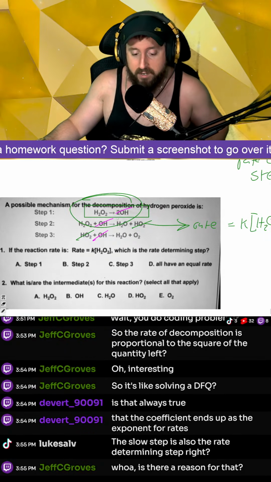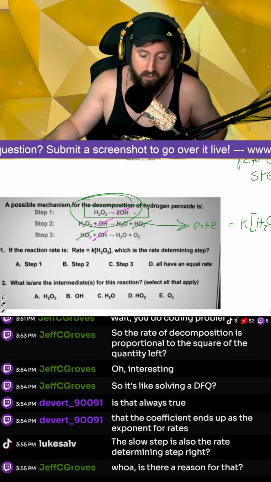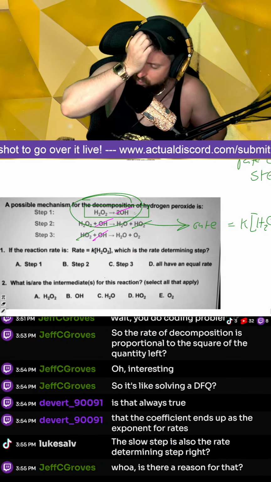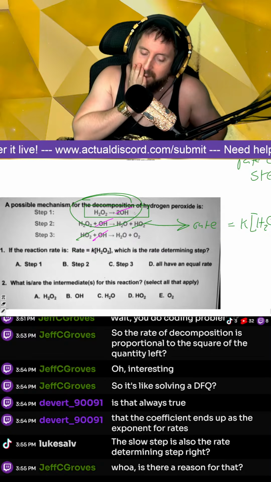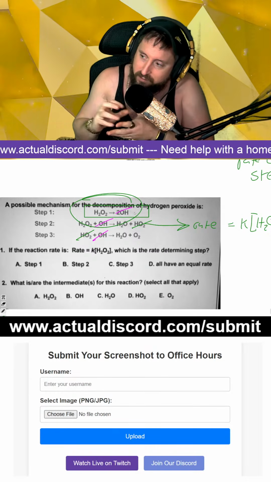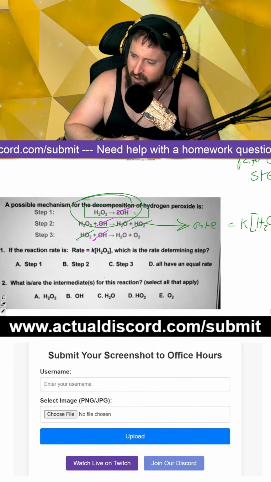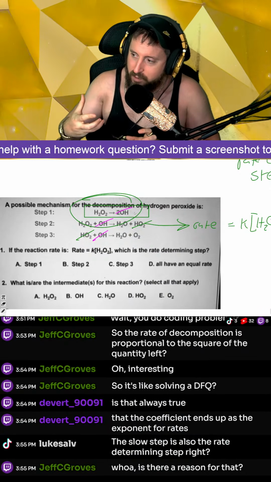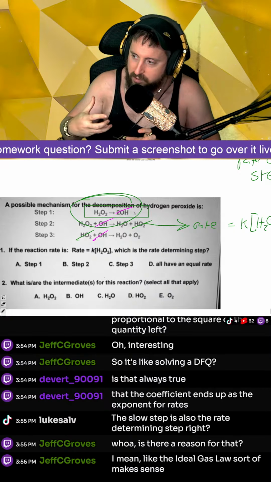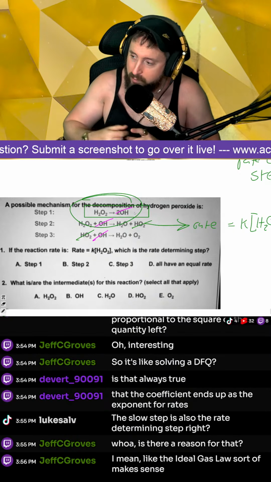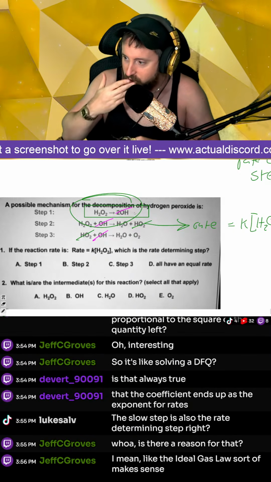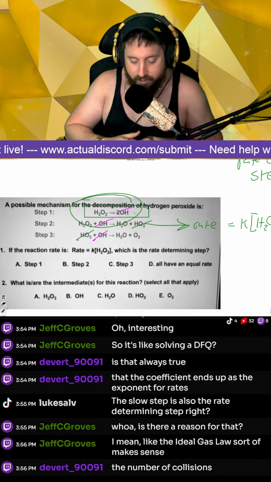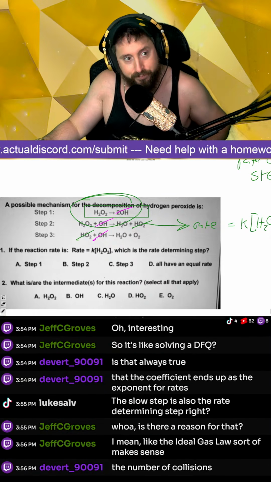Is there a reason for that? I mean, yeah. I think it has to do with the amount of stuff there to hit each other. So if you double the amount of molecules to interact, you increase the rate of the reaction by the square, right? If you triple it, it goes up by the cube. Yeah, it's the number of collisions. Exactly, Divert, it's the number of collisions.